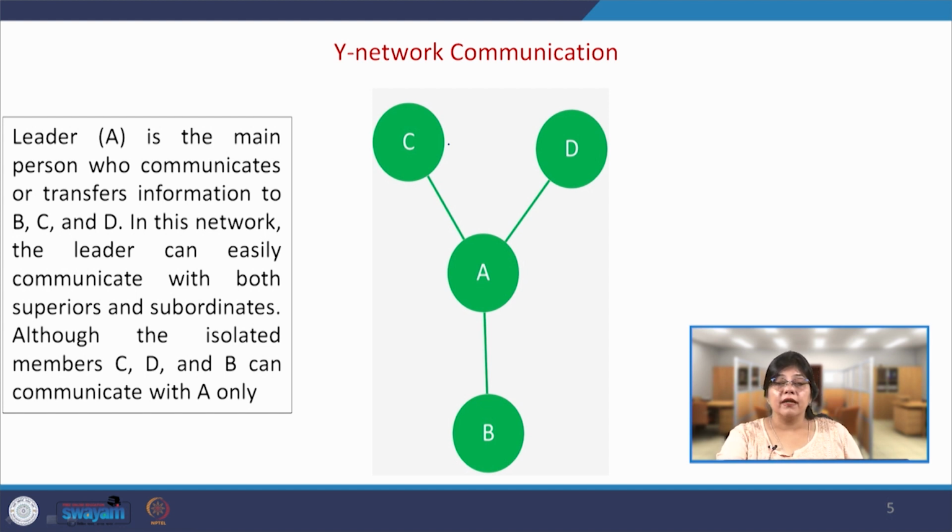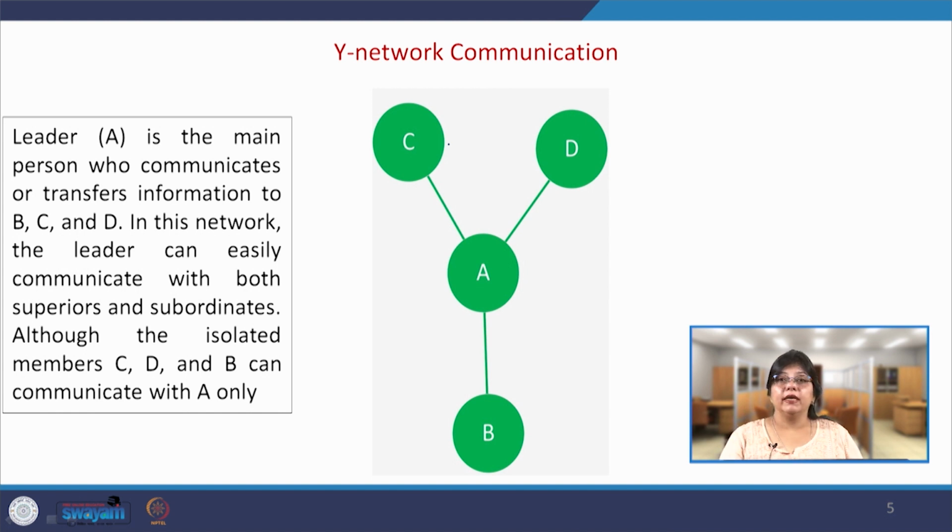Now, in this communication network, information is flowing from A, who is the leader, towards C, D and B, but at the same time C and D cannot interact with B. So, A is the main person who communicates or transfers the information to B, C and D, and in this network the leader can easily communicate with both superiors and subordinates.